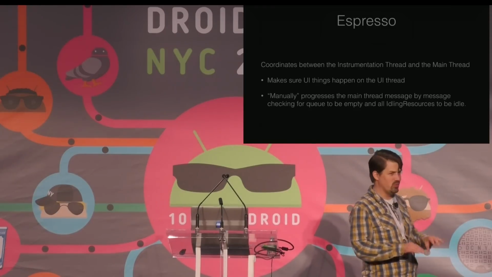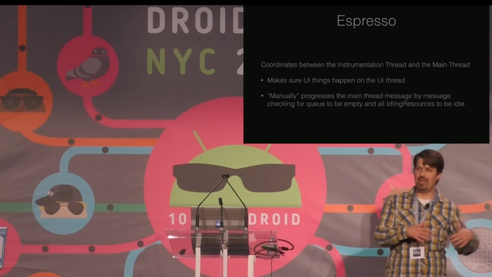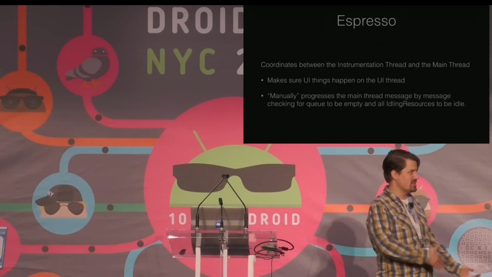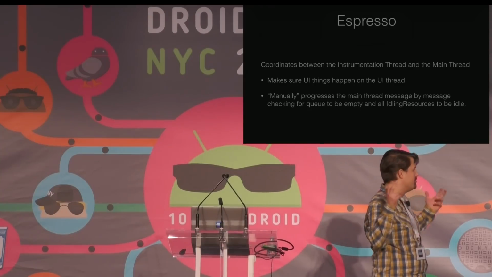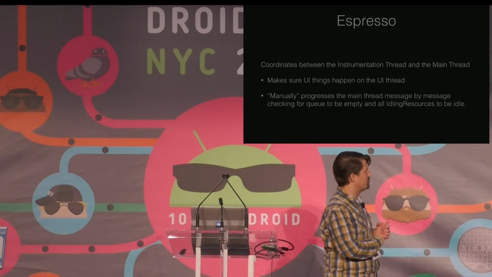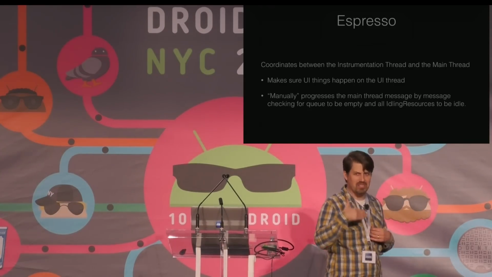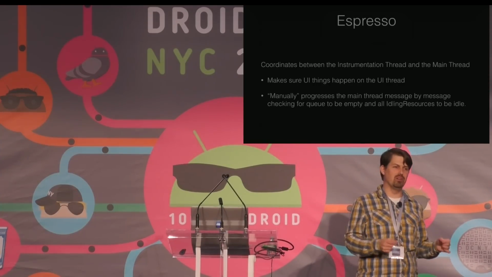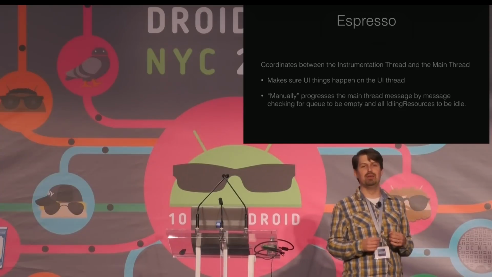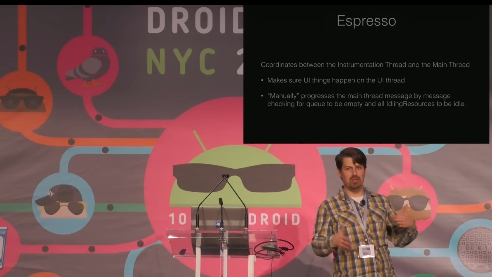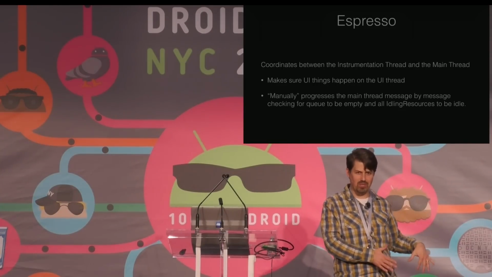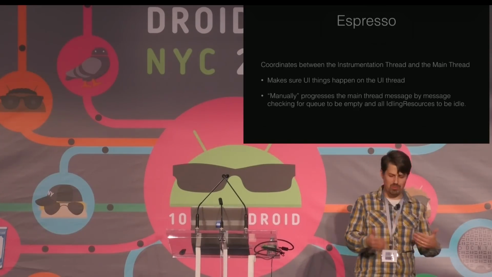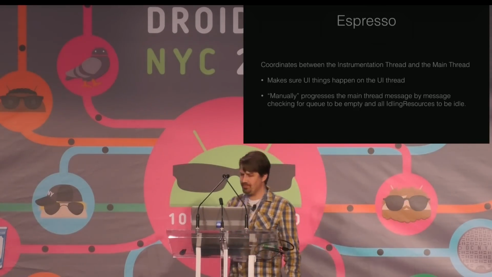Espresso does a lot of things, but two of the things that it can do for you: it makes sure the UI things happen on the UI thread. In that last code, you didn't really have to worry about the UI thread, but Espresso underneath was making sure of that. And it manually, for lack of a better term, progresses the main thread message by message, checking for certain conditions so that it knows exactly the state of the main thread and of your whole UI, so that when it operates on something, it knows, OK, now's the right time, the right things have happened on the main thread. So you don't have to guess what's going on in the main thread. Espresso does that coordination for you.